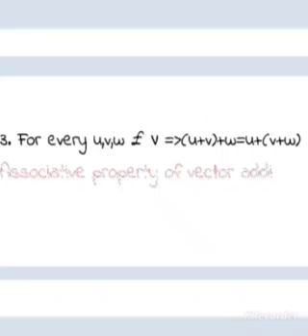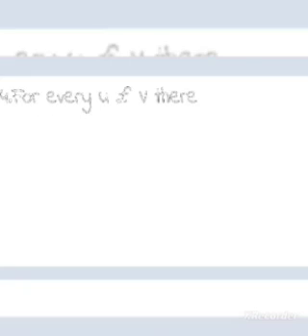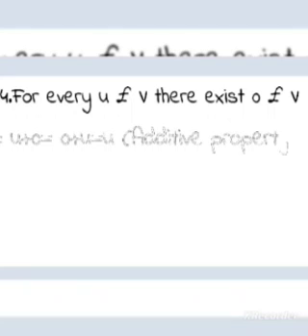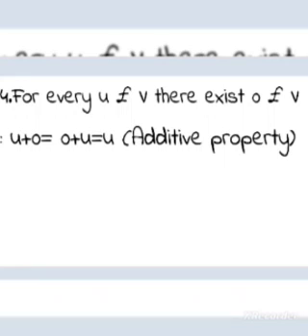So let's go into the fourth one right now. So the fourth one is, we have for every u in V, there exists also a special vector called the zero vector, which is also in V, in which u plus 0 is equal to 0 plus u, which is equal to u. And this is also called the additive identity property of vector addition.